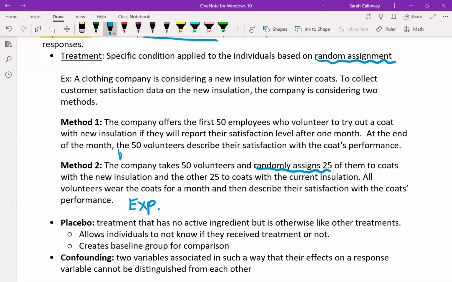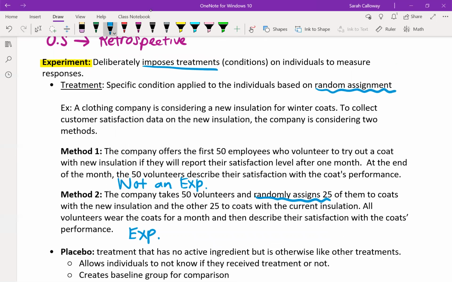So method 1 is not an experiment. And if we think about it, it's not really an observational study either, right? Because they're giving a treatment in some way. The big idea about an experiment is that there should be 2 or more groups based on those treatments. Okay, so we should have 2 or more groups when identifying an experiment, that's kind of a key indicator.